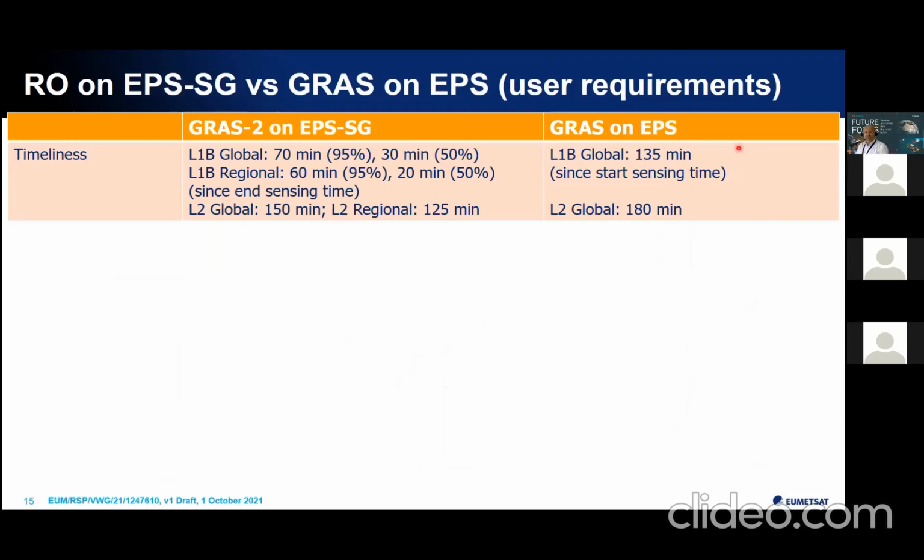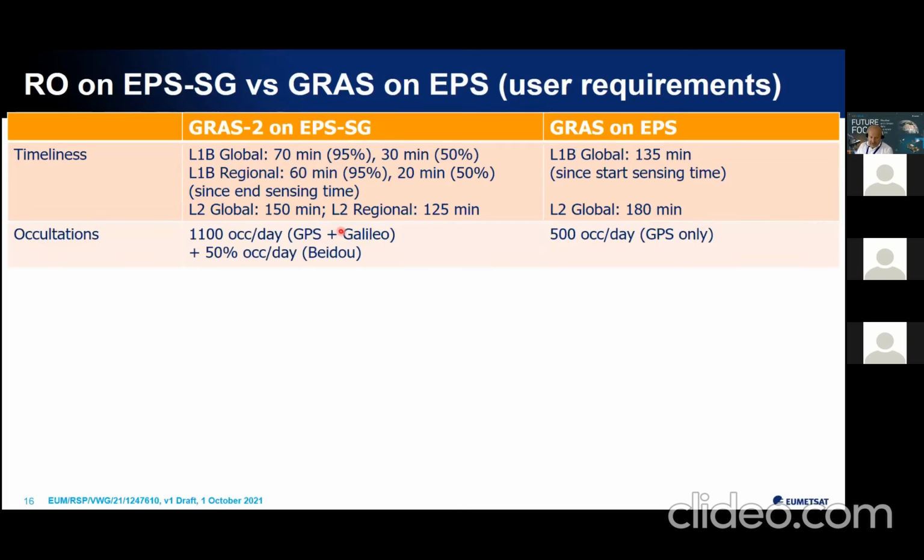Just a comparison between the GRASS-2 radio occultation instrument on board EPS second generation and the GRASS instrument on board EPS, in terms of user requirements. For timeliness, 95% of the occultations will be made available to the users within 70 minutes, while it was 135 minutes for GRASS. For the regional service, the timeliness is a little bit improved. For the level 2 atmospheric profiles, we will have these data made available to the users within 150 minutes. Before it was 180 minutes.